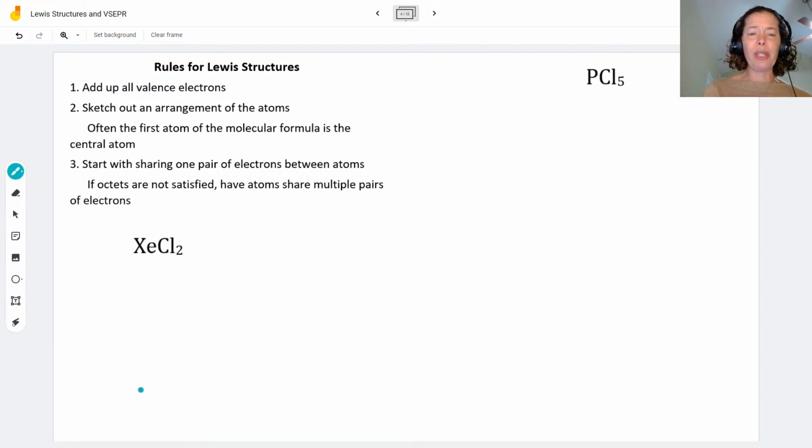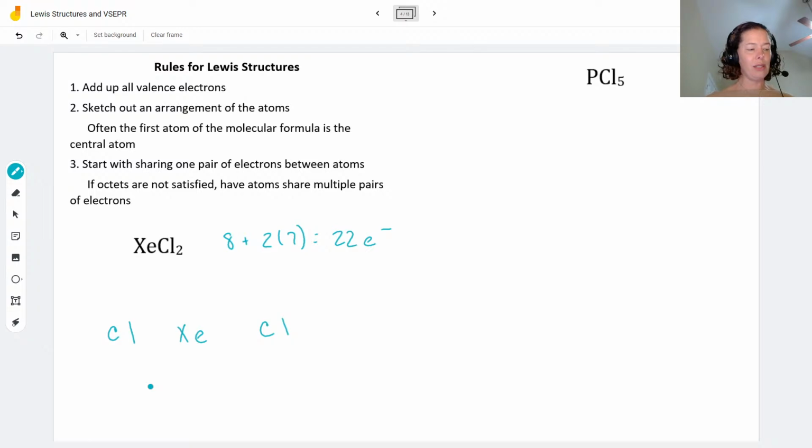Again, following our rules, I'm going to add up my valence electrons. So xenon has 8, and I have 2 chlorine. They each have 7, 22 electrons. Okay, so again, doing my arrangement, I'm going to put xenon in the middle because it's written first and it's all alone. And I just have 2 chlorine, so here we go. Chlorine 1 on each side, but again, do it however you want.